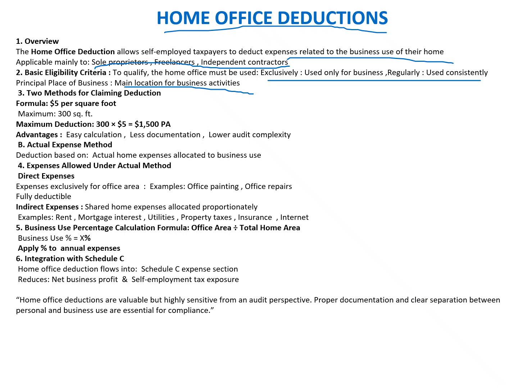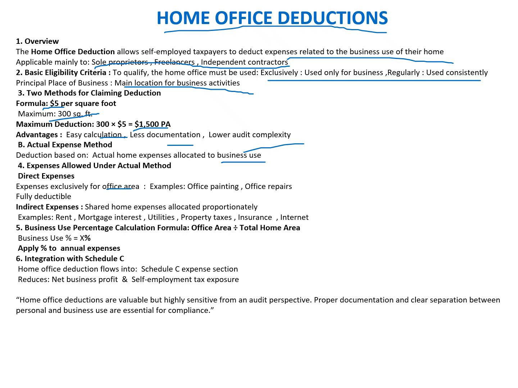There are two methods. The first is very simple, wherein we use $5 per square foot, with a maximum area of 300 square feet, so the maximum deduction is $1,500. The advantage is easy calculation, less documentation and lower tax complexity. The actual expenses method is where we take the actual expenses, so the deduction is based on actual home expenses allocated to the business use. Expenses for the office area itself, for example office painting and office repairs, are fully deductible. Indirect expenses, like shared home expenses, are allocated proportionally.